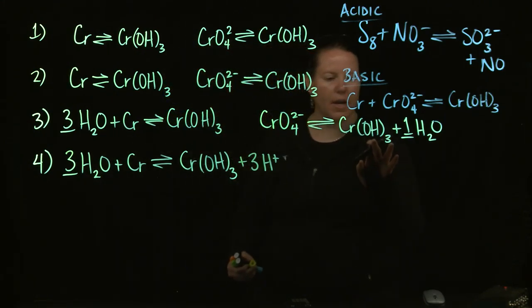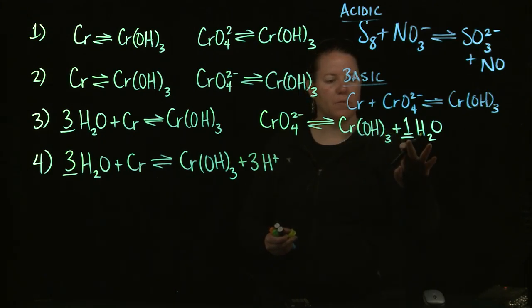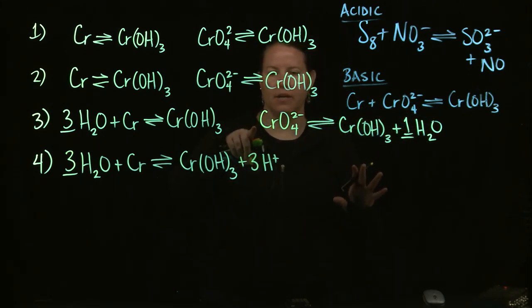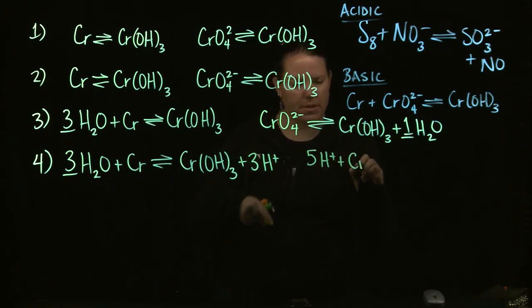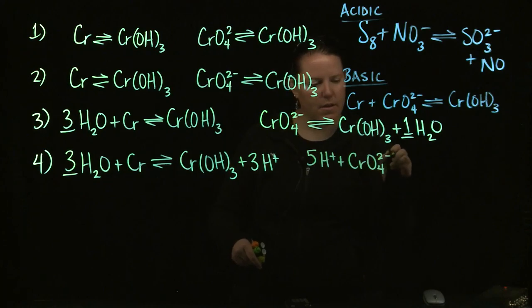Here I have three H's from this and two H's from over here. So that's five H's on this side. I have no H's on this side, so I need to add five H pluses to this side.